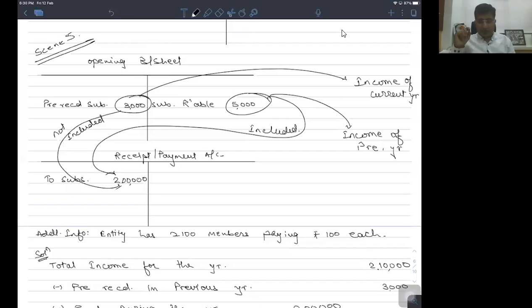In scene 5, what we discussed yesterday, someone was asking a question on that. Pre-received at the beginning is the income of current year, but it was received in previous year. And subscription receivable at the beginning is the income of previous year, but received in current year. I'll just give you a note on this.